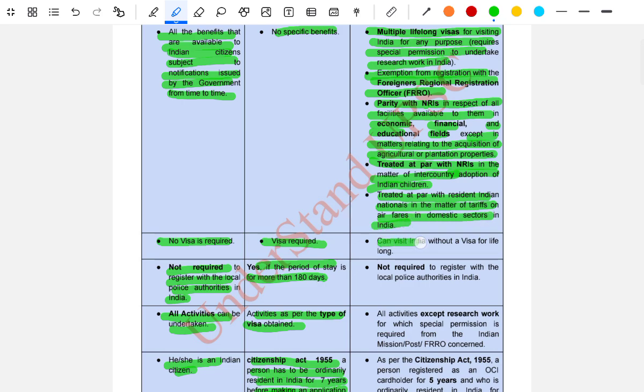I can visit India without a visa for a lifetime. I am not required to register with the local police authority in India. For all activities except research work, special permission is required from the Indian Mission or Post, or the FRRO concerned.